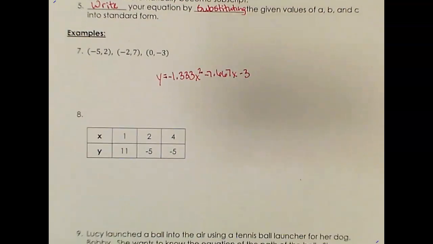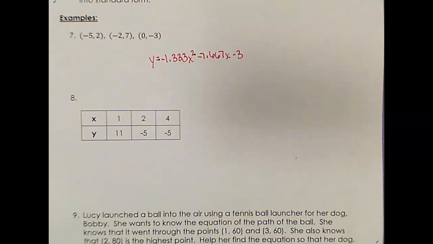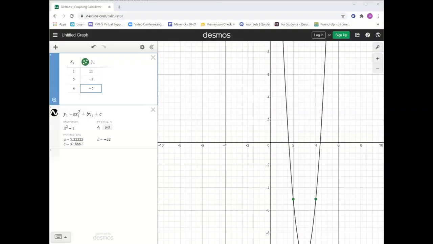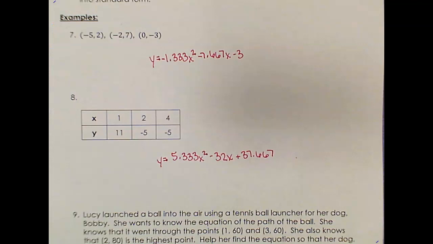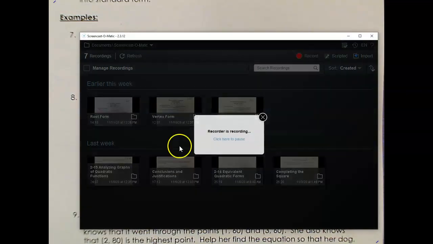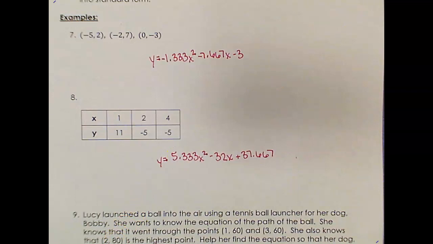Okay. So now that you have the idea, pause your video, use the first example that we did together, and try number 8. So you'll notice on number 8 that once you type in the new values in your table, your A, B, and C values here automatically change. So when you write your equation, this is what you get.